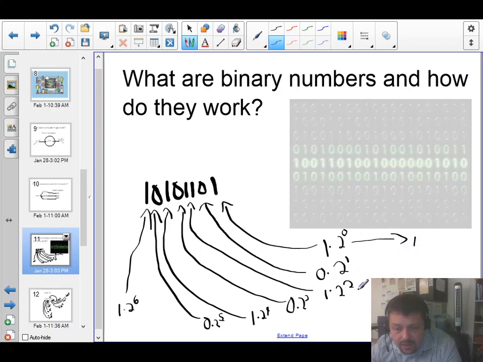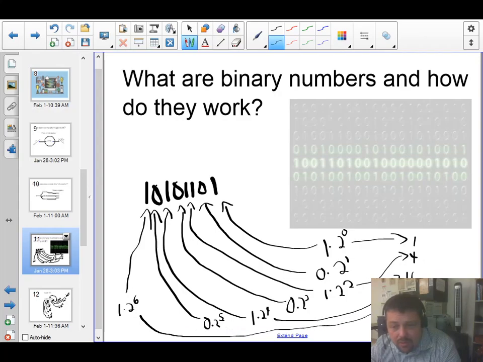This next value that's not 0 is 1 times 2 squared, which is 1 times 4, or 4. The next one that's defined is 1 times 2 to the 4th, which is 1 times 16. And the 0 doesn't change our value, but 1 times 2 to the 6th is 64. So if we add all this up, 5 plus 16 is 21, and so that's 85 total.